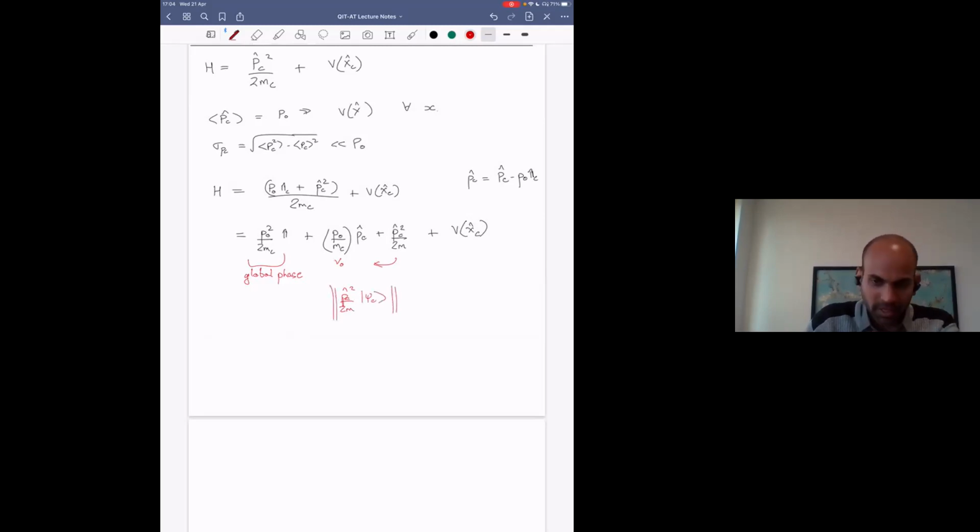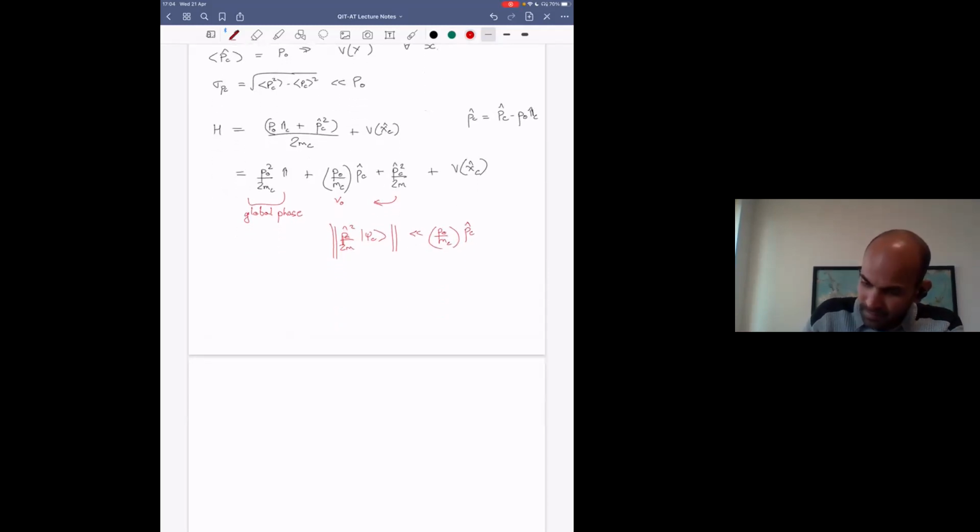Because remember, the state of the clock is the one that has a large momentum. This is much less than P naught over mc times Pc. And this is based on our initial assumption that our average of P naught is very high, and all of the momentum is from there.